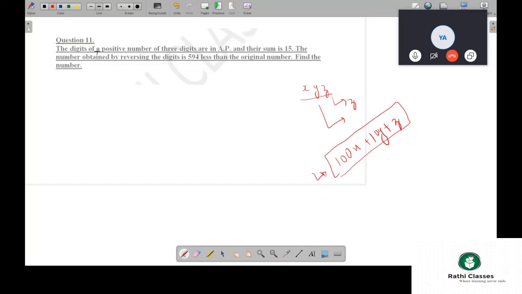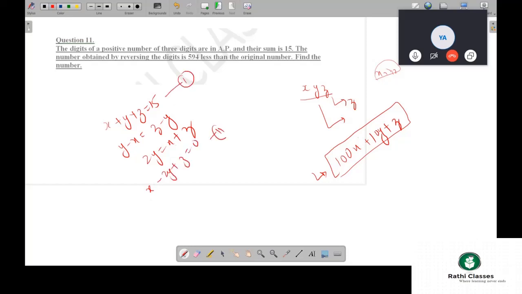Now what is digits of a positive number? That means x, y and z should all be positive. They are in AP and their sum is 15. Sum implies x plus y plus z is 15. First, you need to know that the sum of the digits is 15 and these are in AP. What does AP imply? The common differences, y minus x and z minus y, will be the same, or 2y equals x plus z. If you simplify further, x minus 2y plus z is equal to 0. So this is equation 1, this is equation 2.